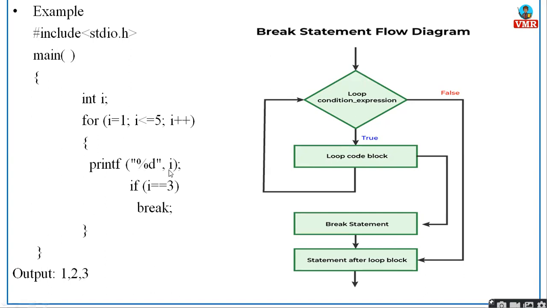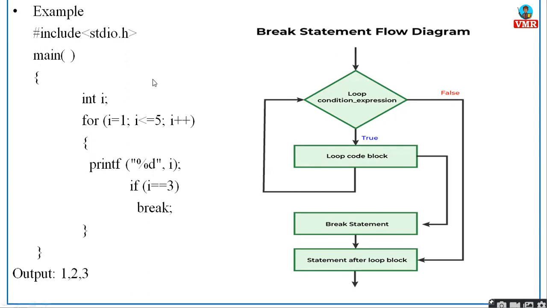So then again I'm trying to print that value. So 2 will be printed. And if i is equal to 3, you'll check the condition. Is 2 equal to 3? No, the condition is false, so you're not executing this break statement. Again, you'll come here, and now my i value will be incremented to 3.